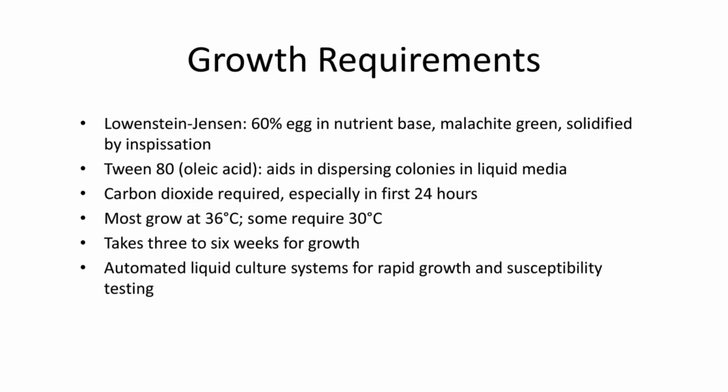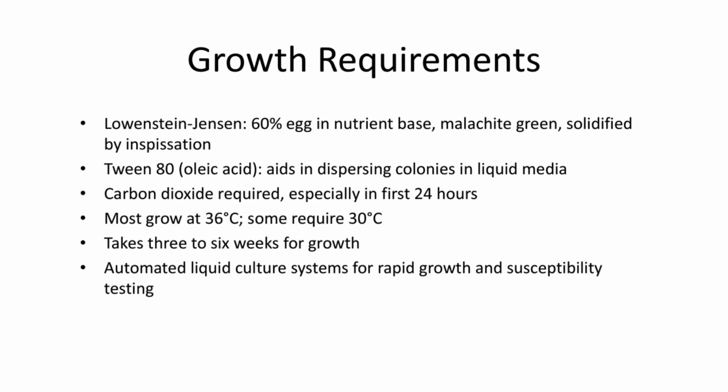Lowenstein Jensen medium contains 60% egg in its nutrient base and includes malachite green. It is solidified into slants after heating to coagulate the proteins. Tween 80, which is oleic acid, helps disperse colonies in liquid media. Carbon dioxide is particularly important in the first 24 hours of incubation.